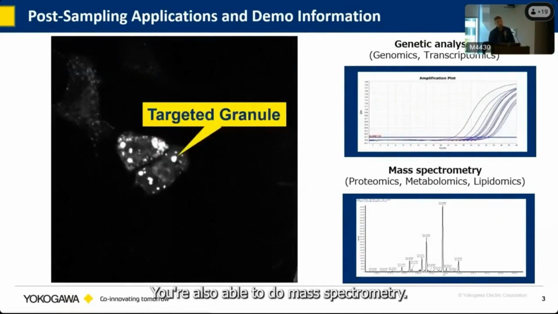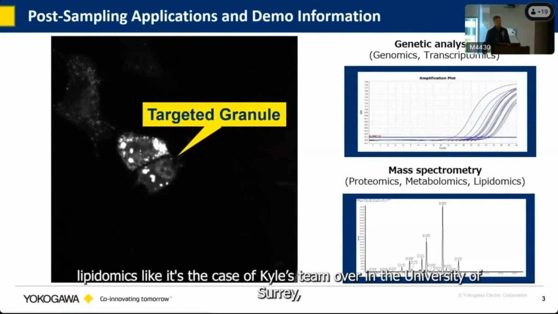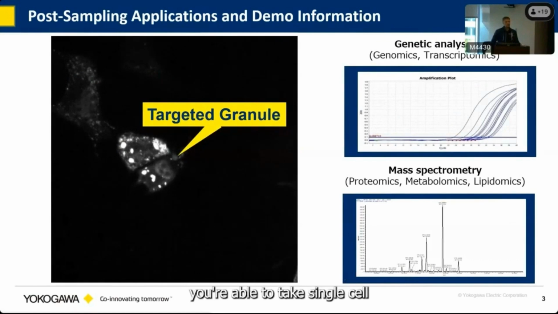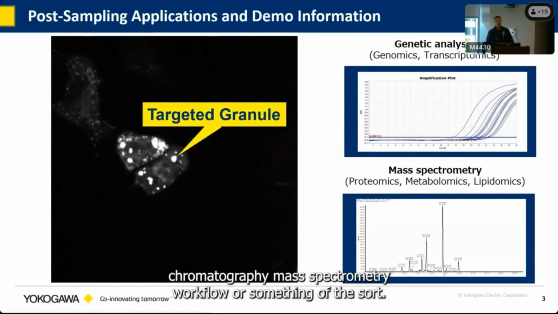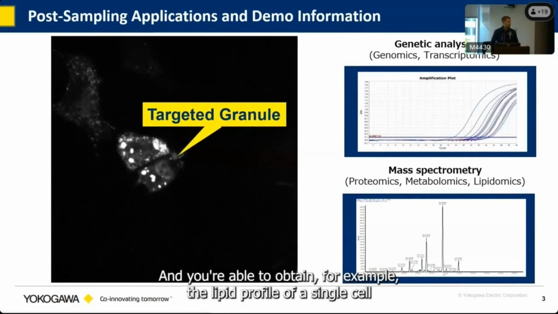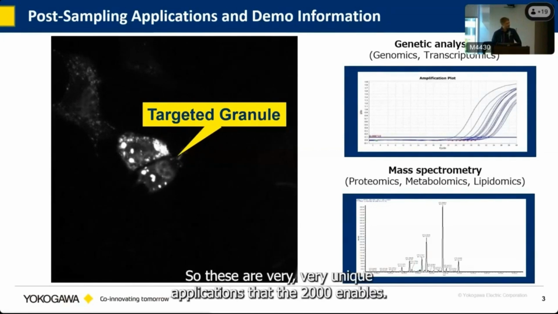You're also able to do mass spectrometry. So people that are researching proteomics, metabolomics, lipidomics, like it's the case of Kyle's team over at the University of Surrey. You're able to take single cell or subcellular samples and isolate them to run through a liquid chromatography mass spectrometry workflow or something of the sort. And you're able to obtain, for example, the lipid profile of a single cell or of certain organelles and so forth. So these are very, very unique applications that the SS2000 enables.